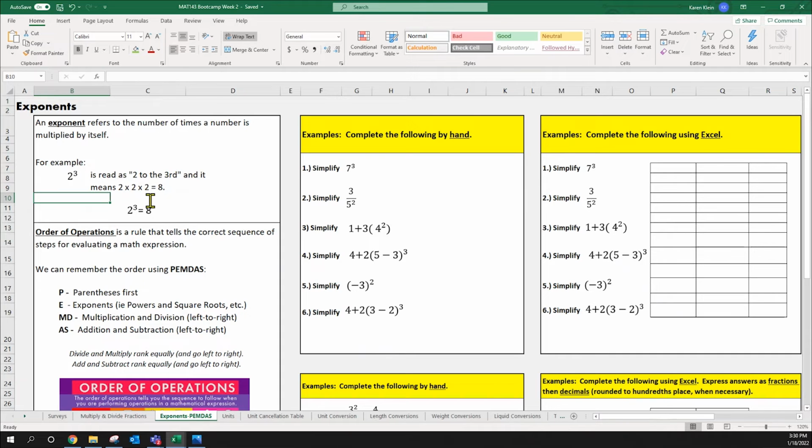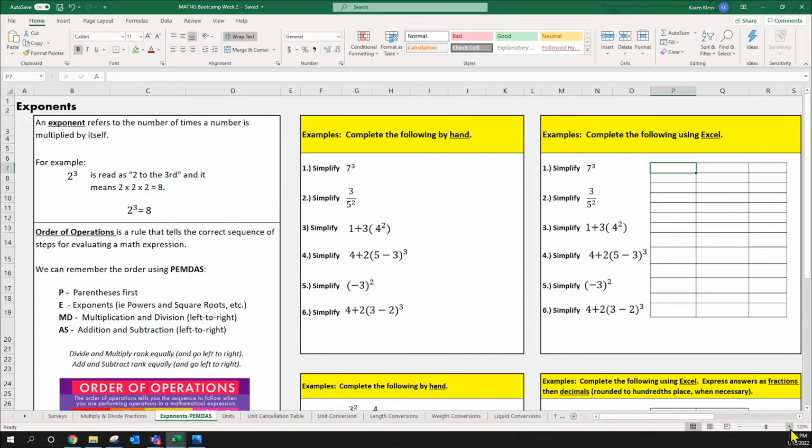So 2 times 2 times 2, which is equal to 8. So 2 to the third power is equal to 8. That's how we would handle that if we were doing it by hand. Now, if we're using Excel, Excel can do that for us. So let's go backwards and look at Excel first.